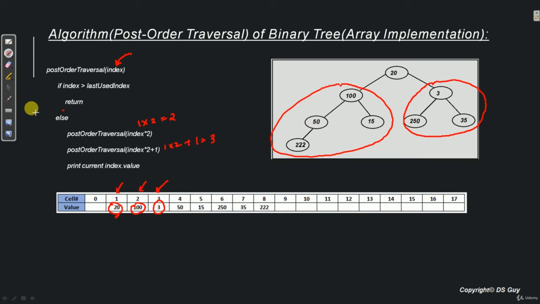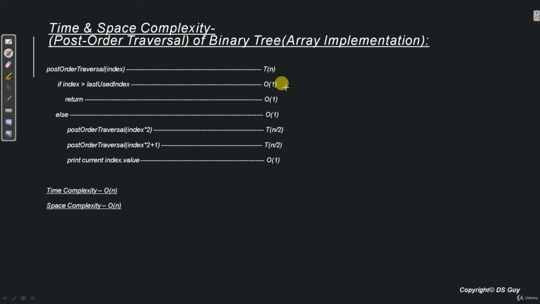Now let's see what is the time and space complexity of this algorithm. So comparing if index is greater than last used index is a constant time operation, returning is a constant time operation, else is a constant time operation, printing the root's value is a constant time operation. Now assuming that this algorithm will take T of n time, in that case this recursive call will take T of n by 2 time, because we are dividing the tree into exact halves. Hence it will take half of the original time, which is T of n by 2. Similarly, for the right subtree it will take T of n by 2 time.